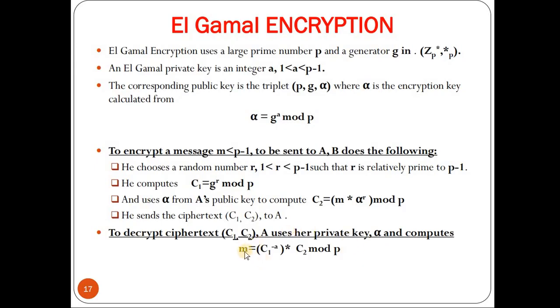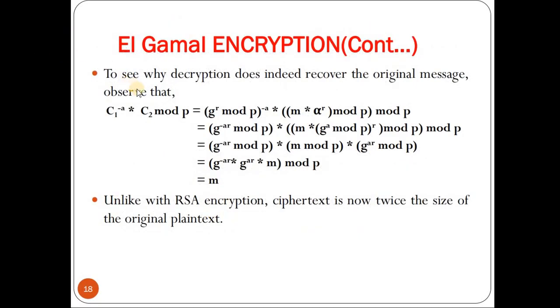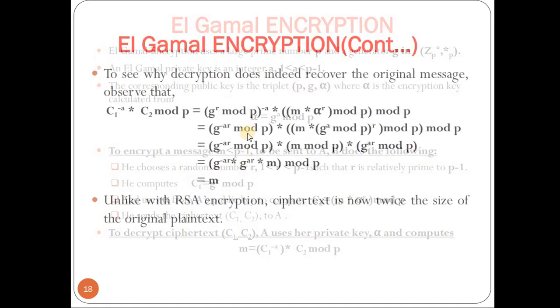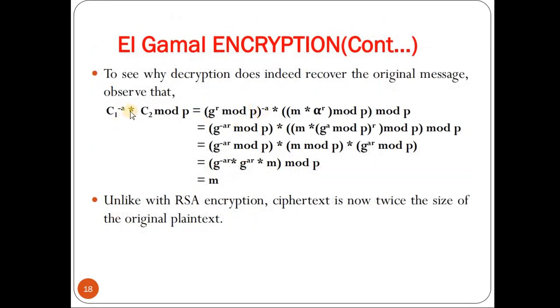On doing this, we will get the message. So we will see how decryption will recover the original message. The decryption formula is given by C1 to the power minus a into C2 mod p. So what is C1? C1 is nothing but g to the power r mod p. So you have seen that C1 is nothing but g to the power r mod p, whole to the power minus a. That is what is written here.